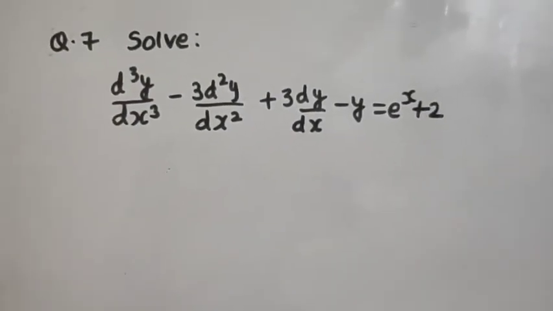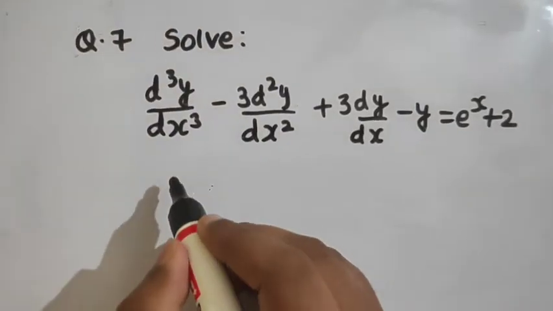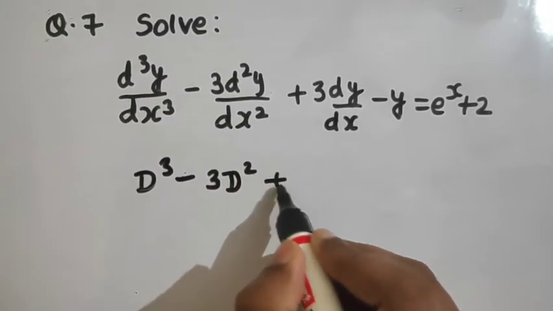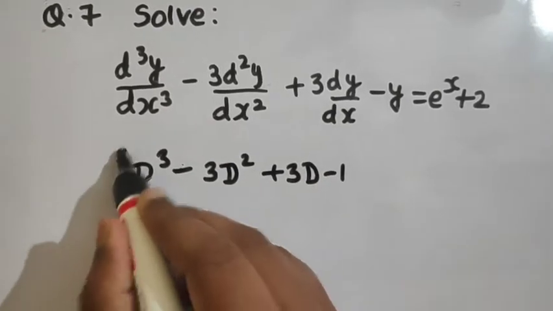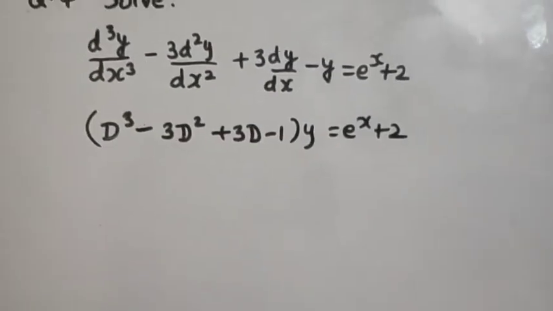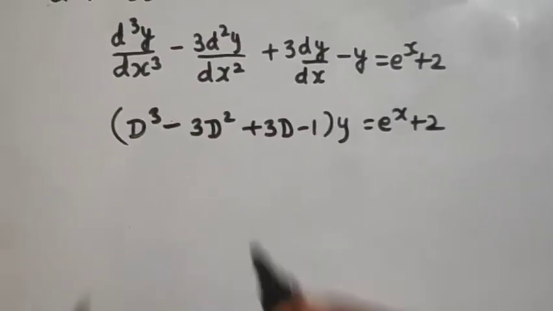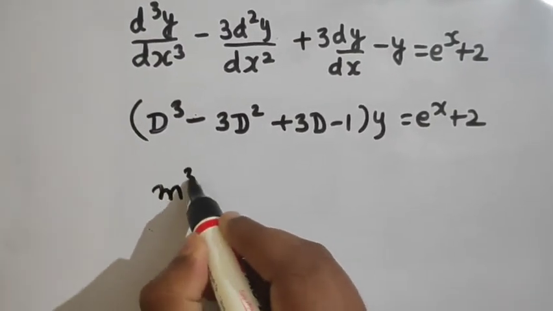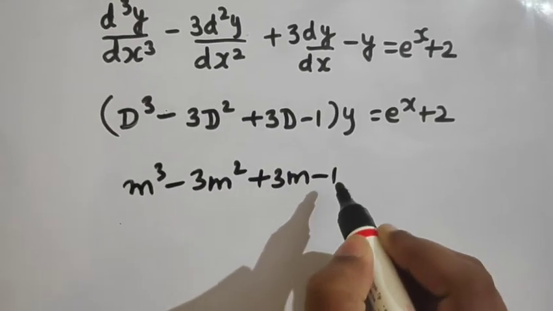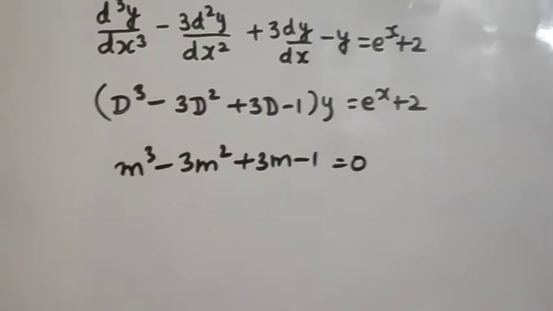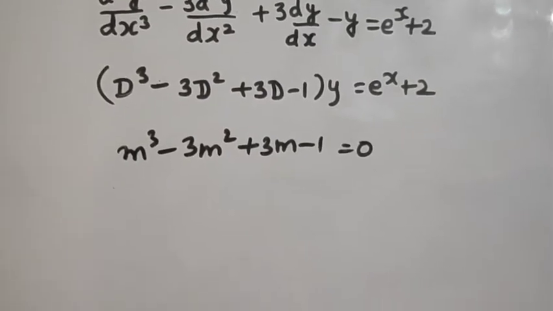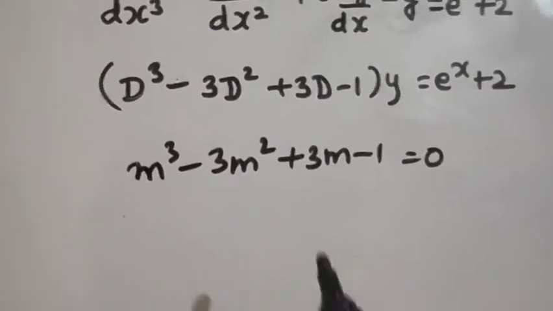First of all, we will convert this into the form of D. So this will look like D cube minus 3D square plus 3D minus 1 times y. Now to find the complementary function, write this in the form of m: m cube minus 3m square plus 3m minus 1 equals 0. Is 1 a root? So 1 minus 3 is minus 2, plus 3 is 1, minus 1 is 0. Yes, 1 is one root. So write 1 here.